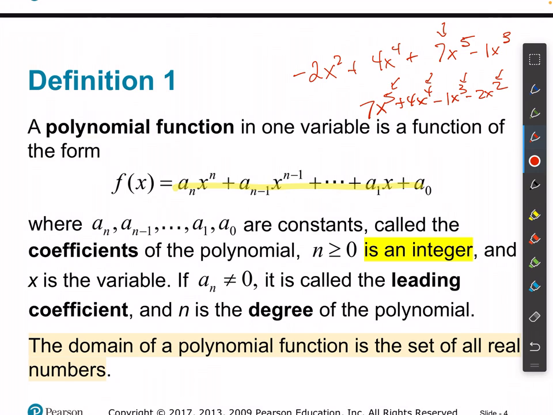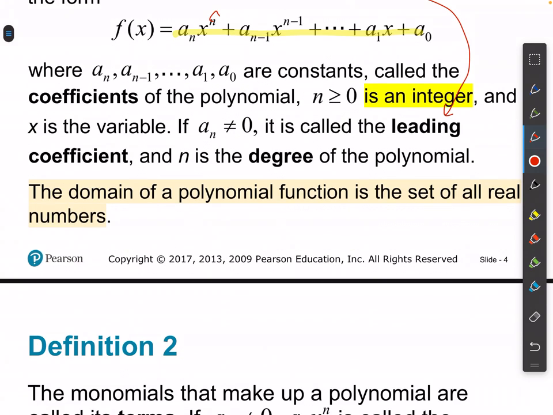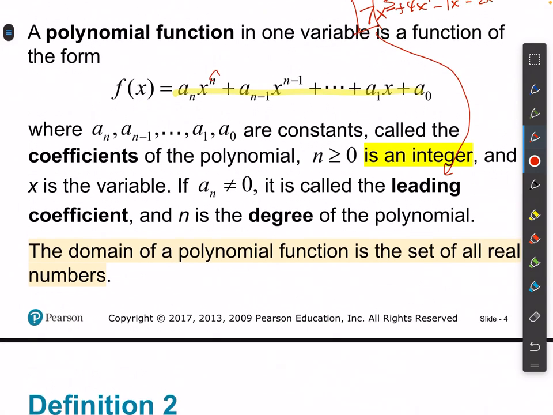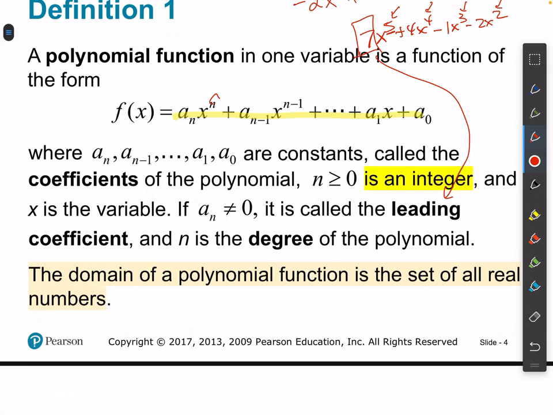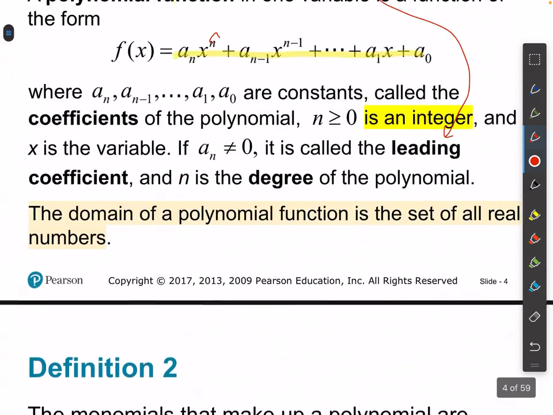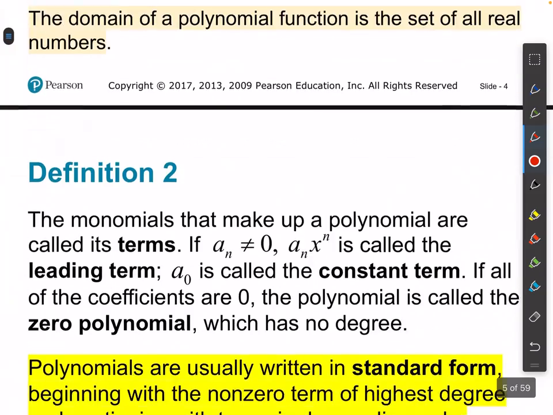The degree is the important thing. And this number out in front is called the leading coefficient. n, which is just this power here, is known as the degree, as I've already said. And the domain of all of these is the set of all real numbers. Okay, so the graphs will always go on to infinity in both directions in the x direction, because you can plug whatever you want in for x in these things.